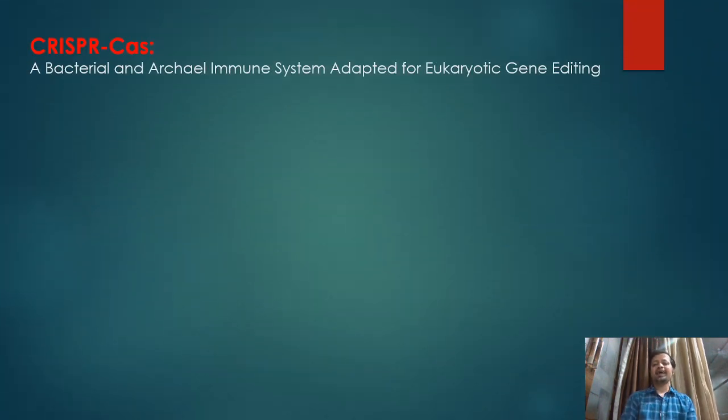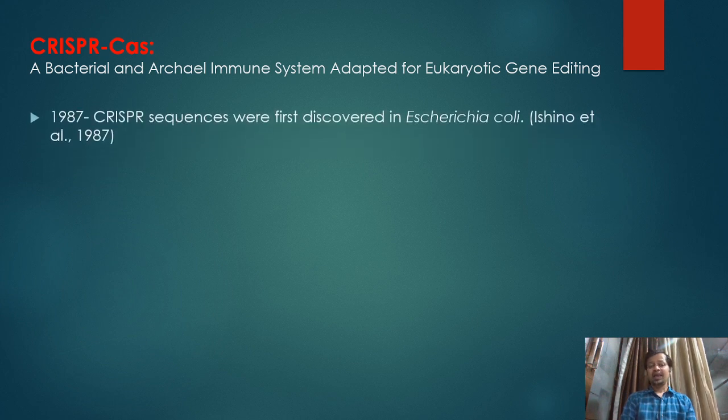CRISPR-Cas is an acquired immune system from bacteria and archaebacteria. This fundamental system from bacteria has been exploited by genetic engineers as a tool for genome editing. We see some key discoveries related to it in chronological order.